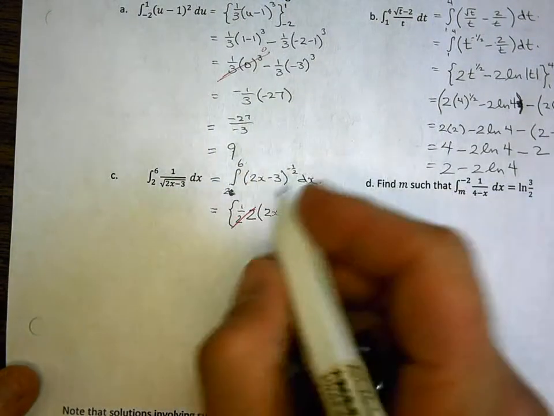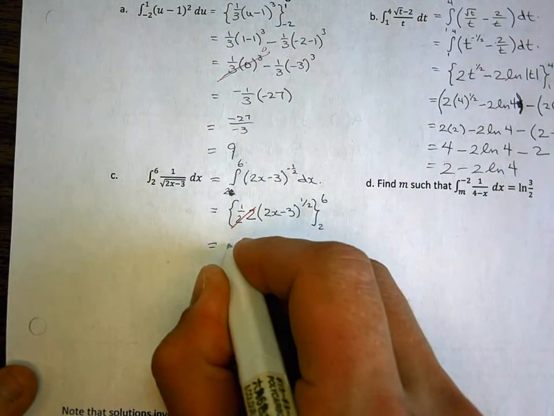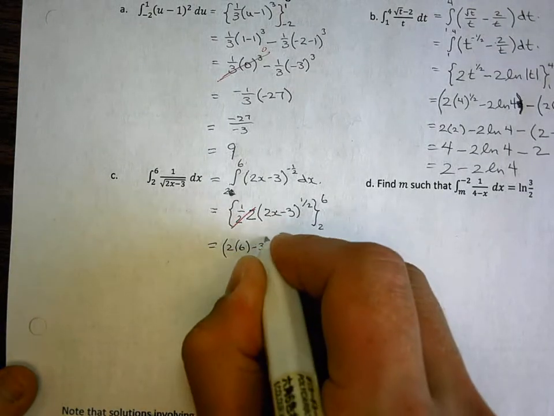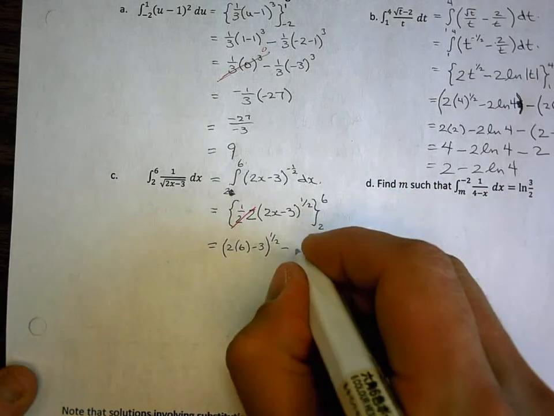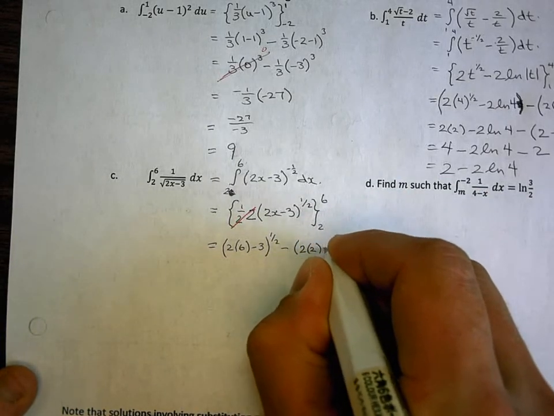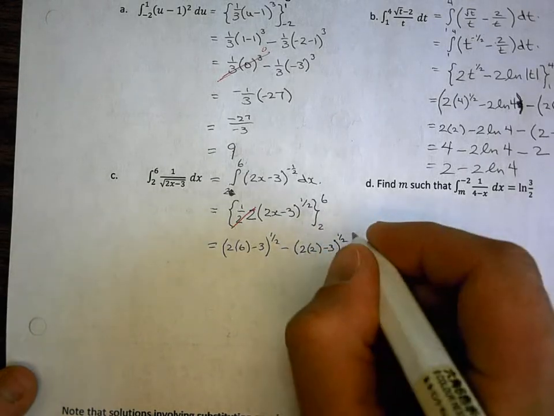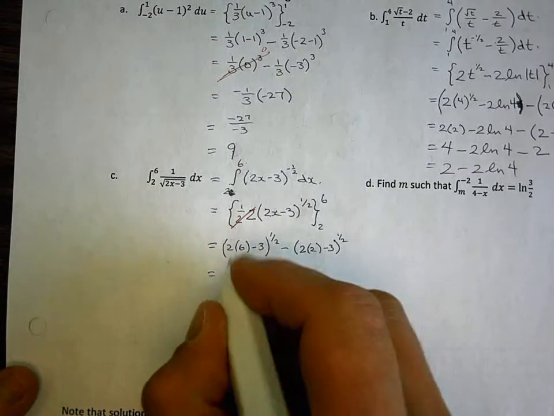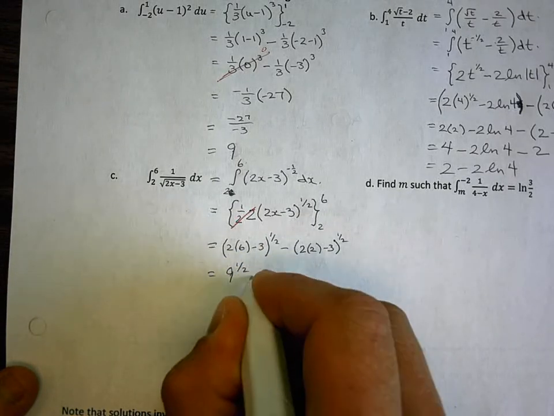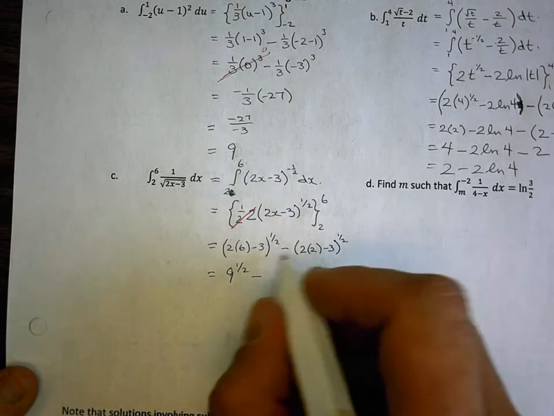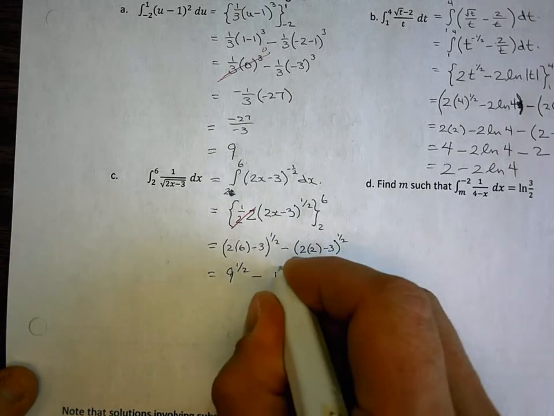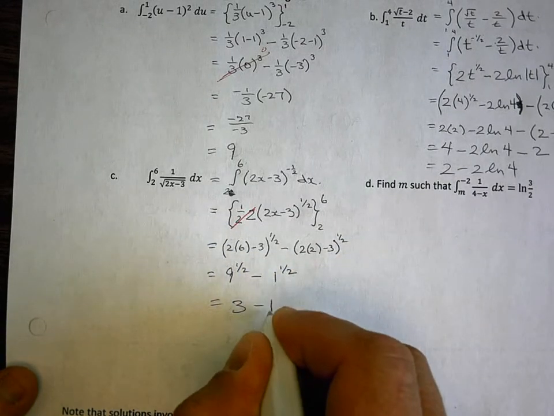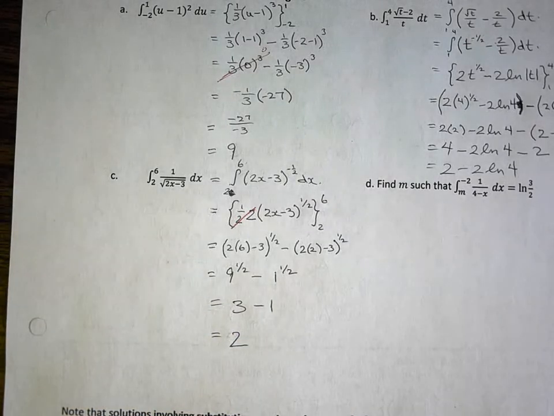So now I'm ready to sub in my values. So I have 2 times 6 minus 3 all to the half minus 2 times 2 minus 3 all to the half. Oh, yes, that's right. Now just be careful with your algebra. 2 times 6 is 12 minus, so this is 9 to the power of half minus 4. Okay, so minus, this is 4 minus 3 is 1 to the half. That is basically square root of 9, which is 3, square root of 1, which is 1. And there I get my final answer.